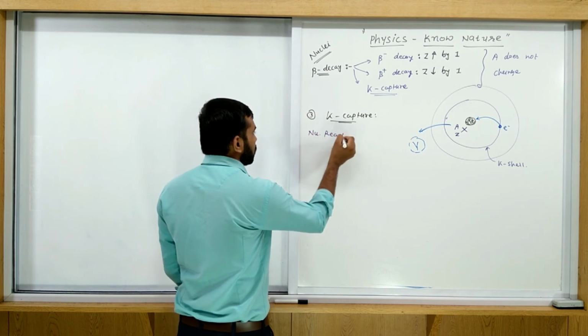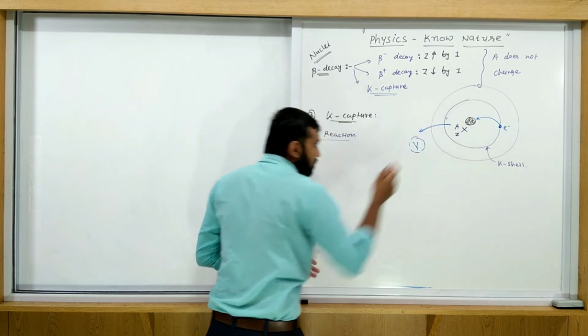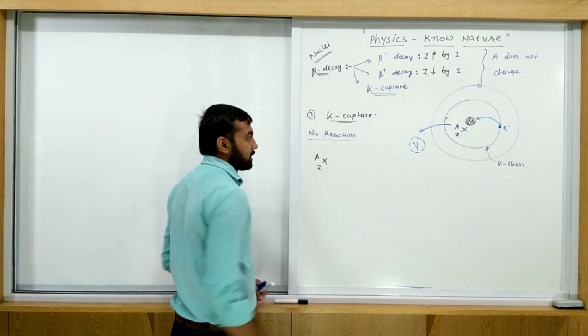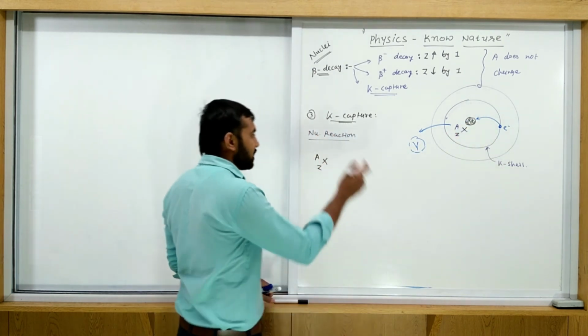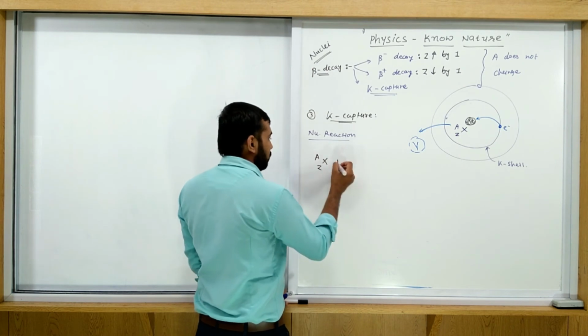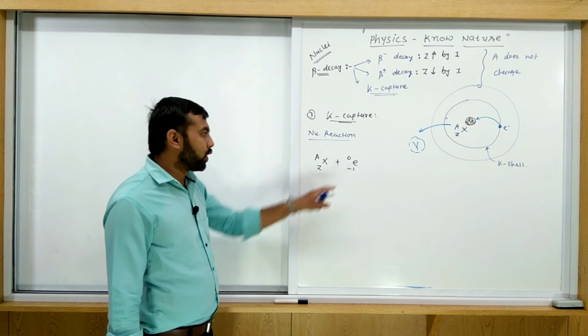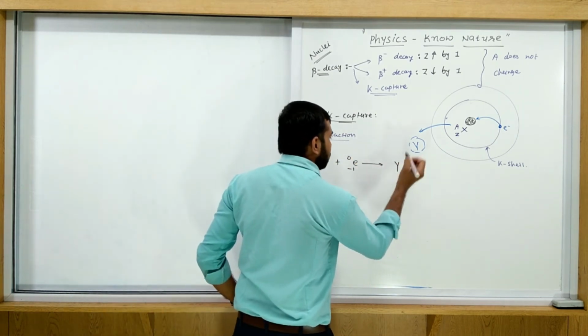Nuclear reaction. Which element is there before K capture? ZXA. One electron is added, then Y is formed. So one electron is added, minus 1, is 0, and it is converted into Y.